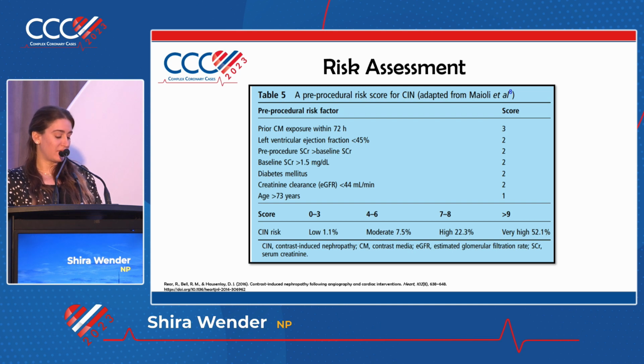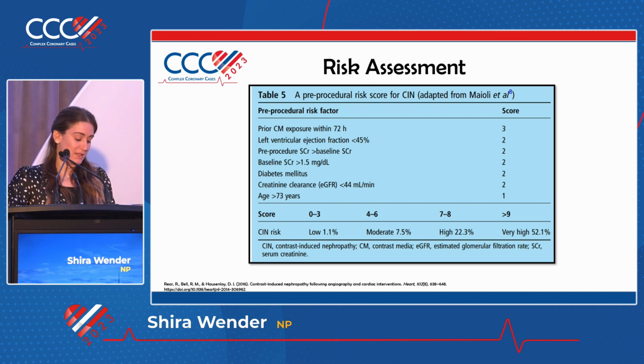CIN risk becomes significant when the baseline serum creatinine is greater than or equal to 1.3 in men and greater than or equal to 1.0 in women. So there's a difference between the men and the women, which is about an estimated GFR of less than 60, which defines chronic kidney disease stages 3 to 5.